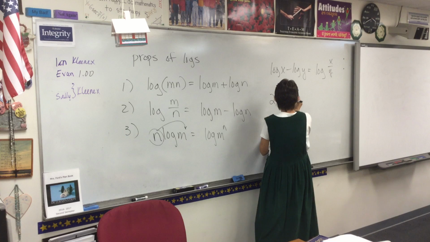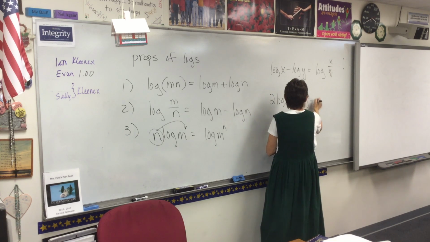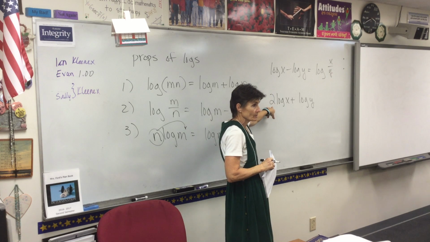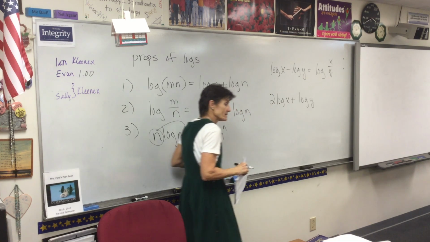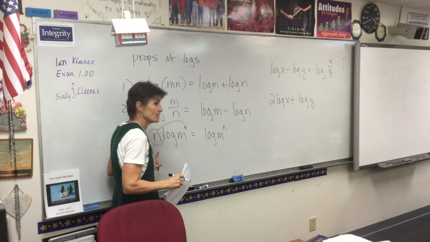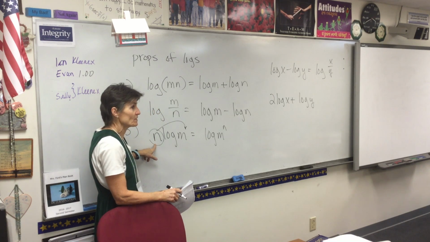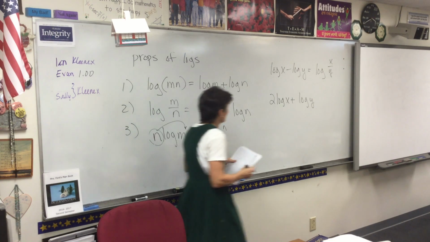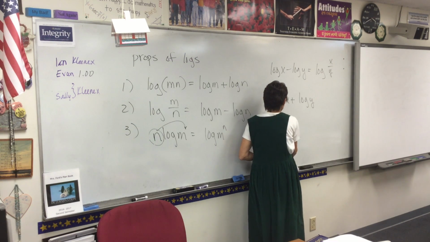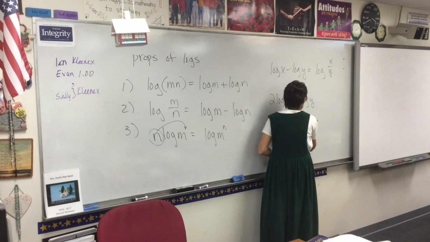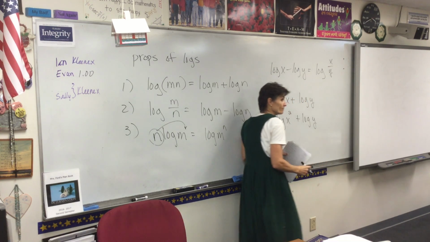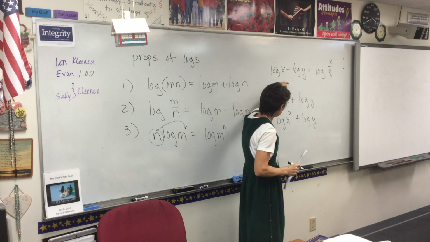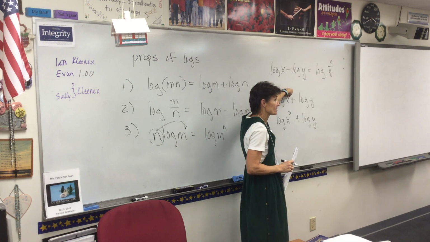2 log x plus log y. Now be careful. This is a problem. What does our property tell us we can do with coefficients that are out in front? They become exponents. So this could be the log of x squared plus the log of y. This 2 becomes an exponent on the x.